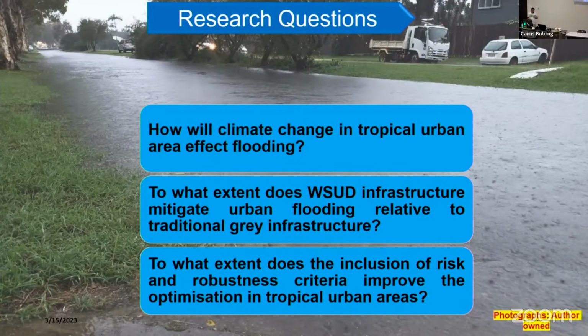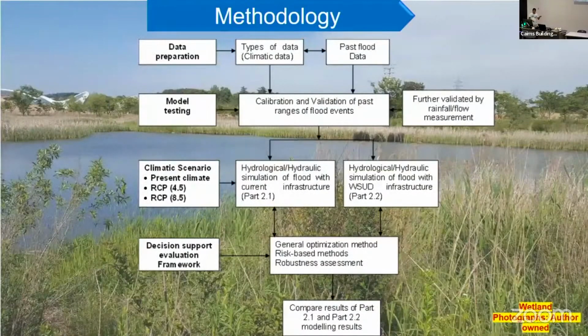And then at the end, what we are trying to do is include risk and robustness as a multi-criteria analysis to make decisions on how we implement water suit in a tropical region. So we'll be mainly focused on these questions, and this will be the methodology that we'll be following.